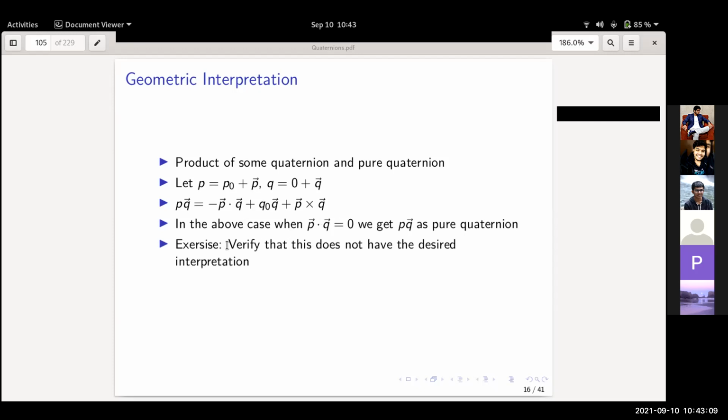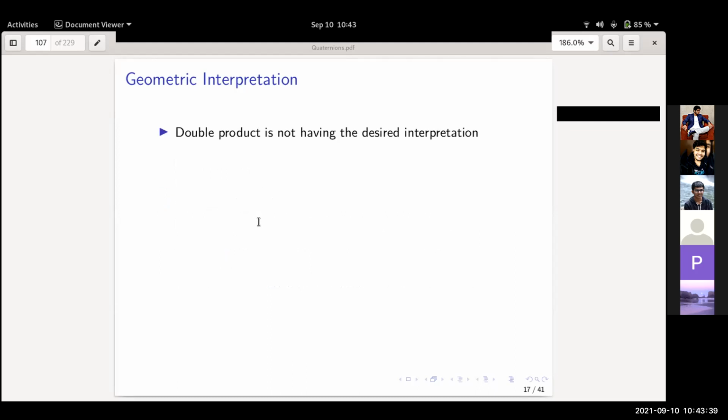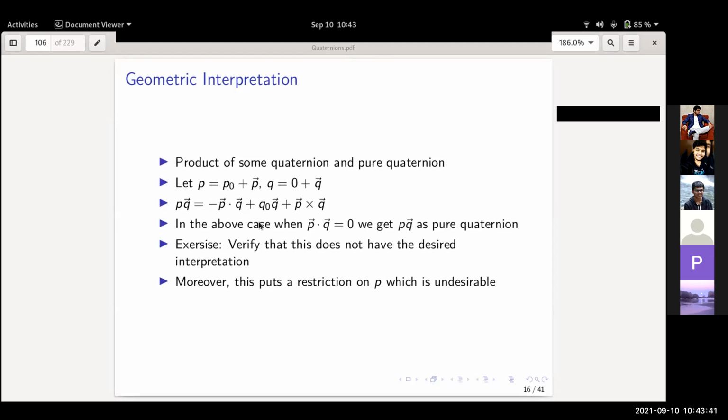So you can go back and verify that this does not have the desired interpretation. Moreover, this puts a restriction on P, which is not desirable. That is, we have to imagine P as the operator e power i theta, but the constraints on the operator are imposed by the operand. So this is not acceptable. So the dot product cannot do the job.